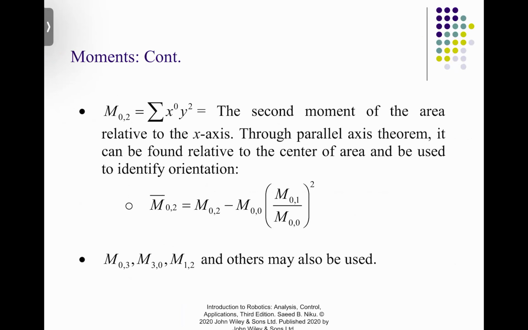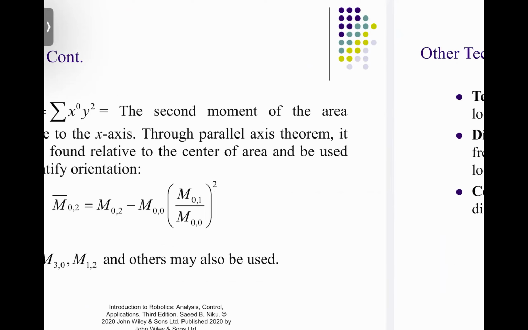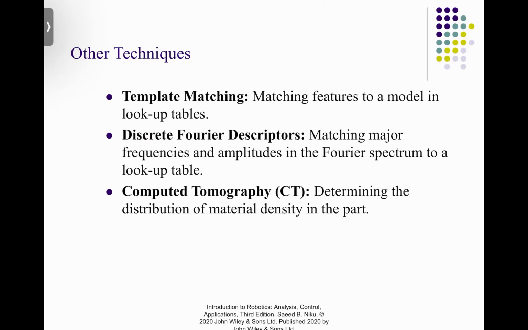And again, I have seen image moments going up to the second order, third order, and those can be used for image processing. There are other techniques, where you provide a template and the template gets matched with the image. There is something called a discrete Fourier descriptor, and there is computed tomography. So these are all image processing techniques.